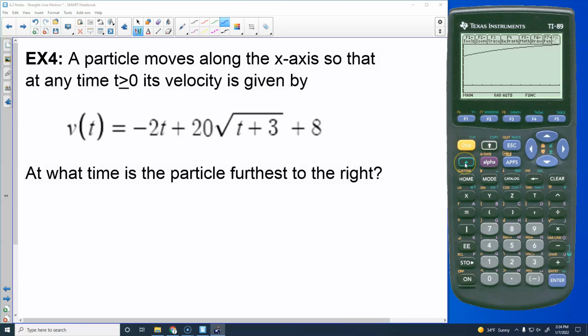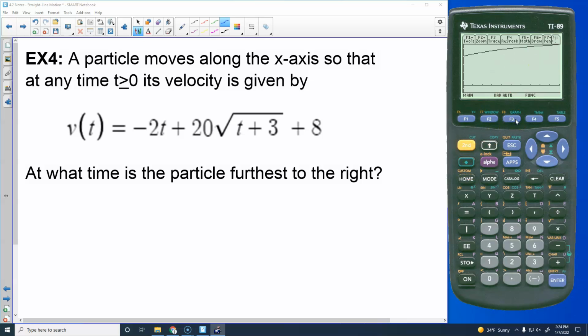The green button and F2 is where you're going to go for your window. So I've got 0 to 10 for my X. I just left that alone. Actually, I made the X min 0 because it tells me t has to be greater than or equal to 0. I made my maximum 60 just because on my table I saw that.